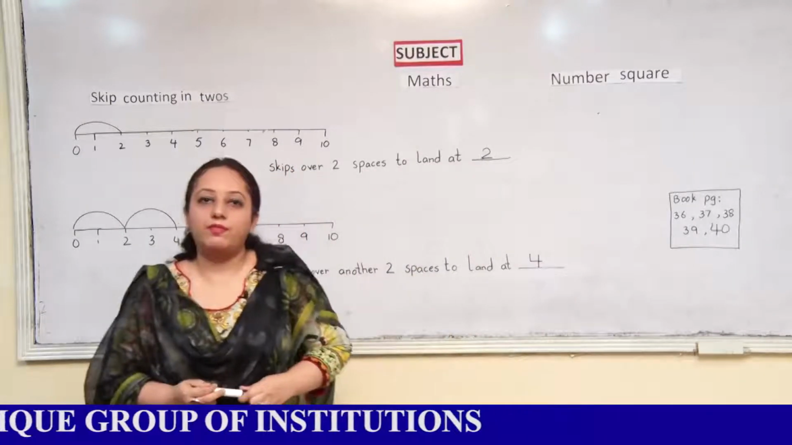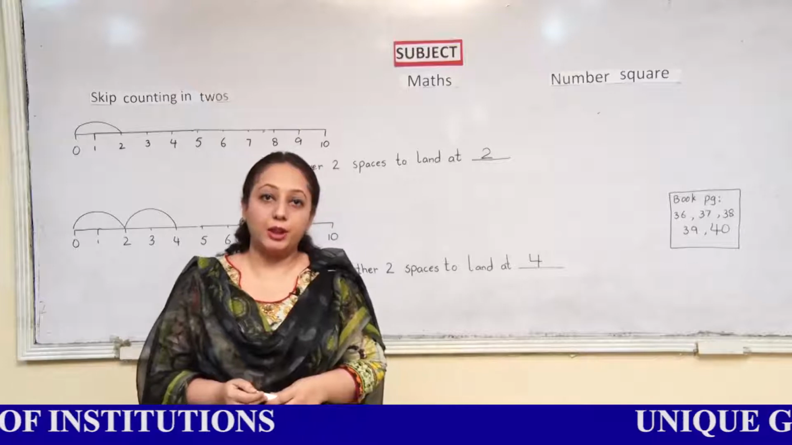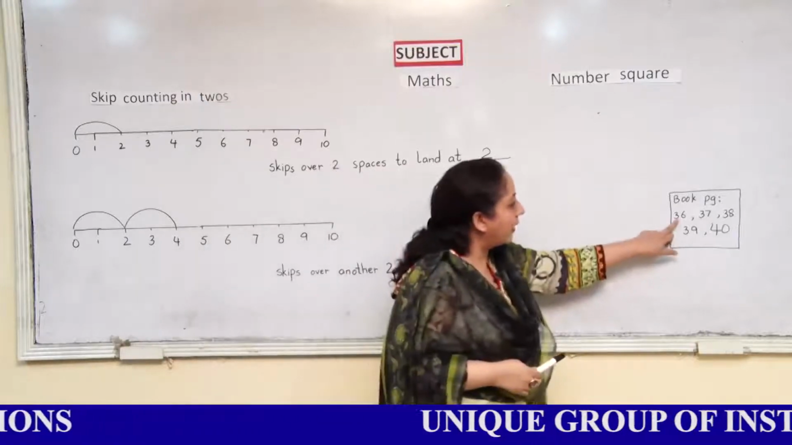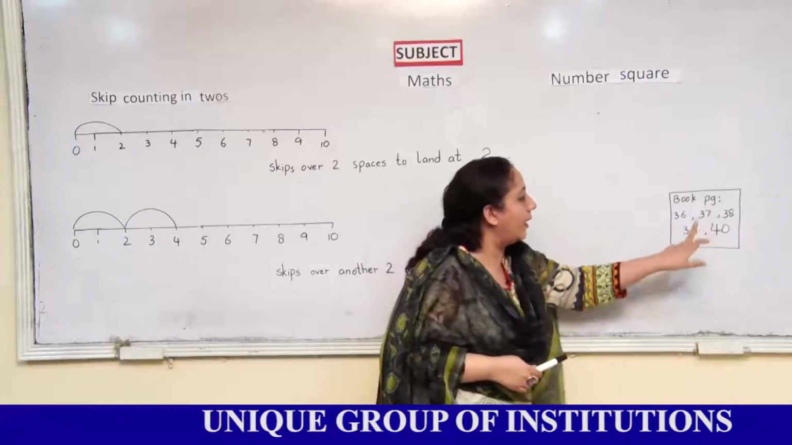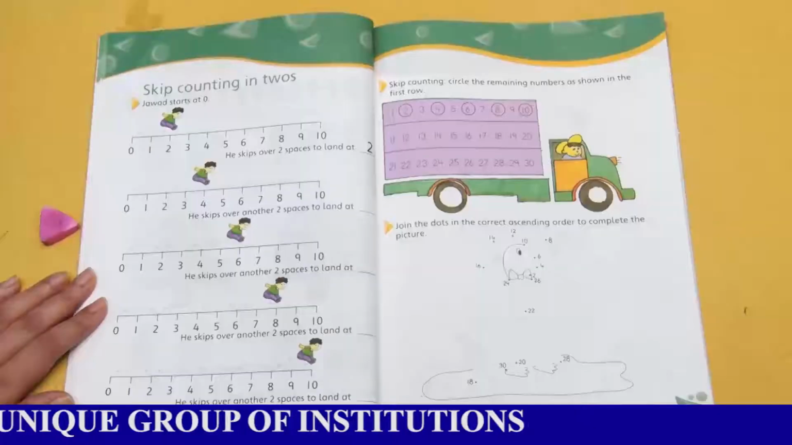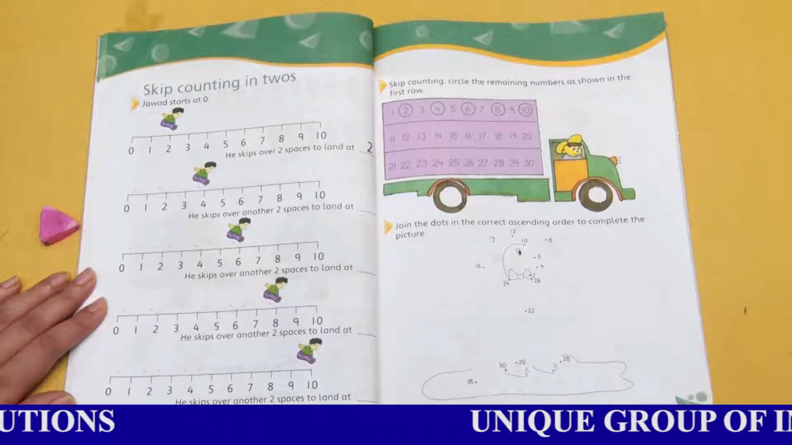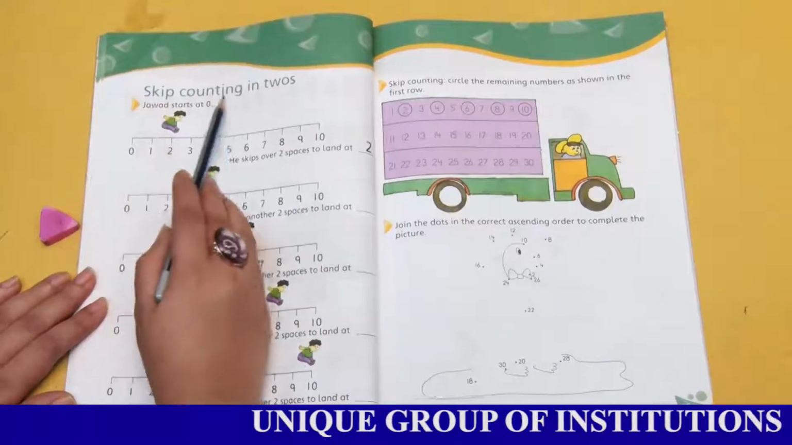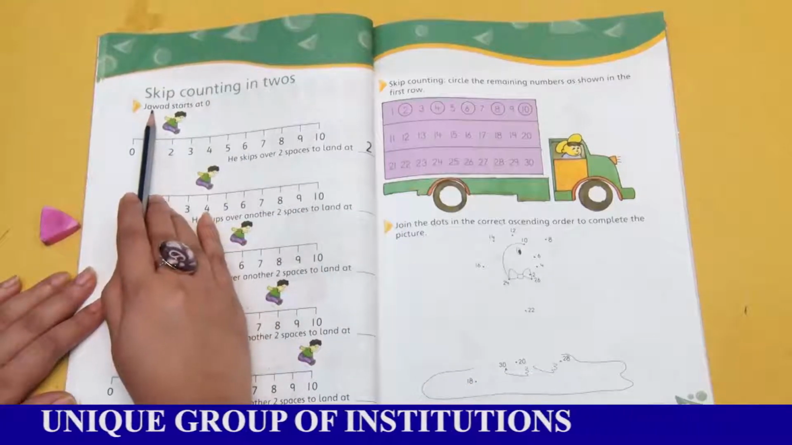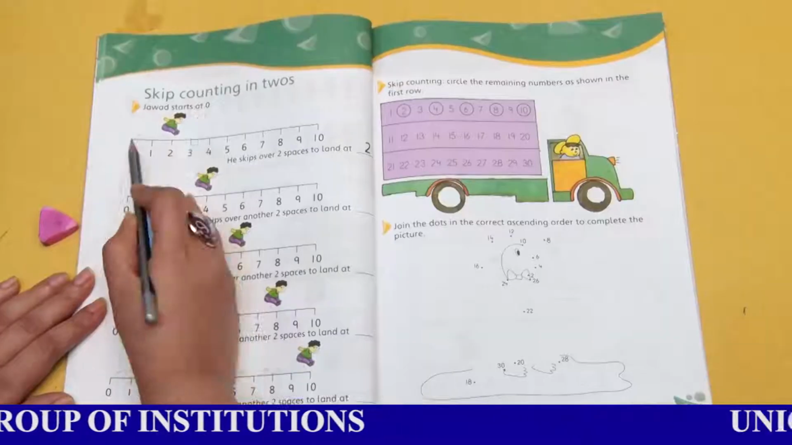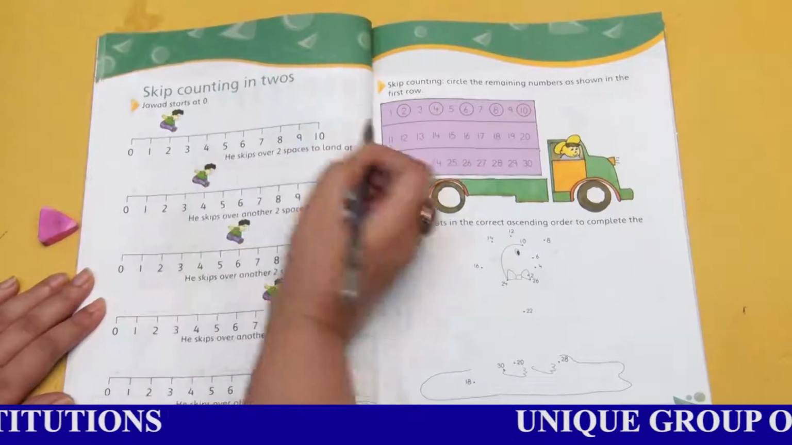Now we will do the bookwork, and the related pages are page numbers 36, 37, 38, 39 and 40. Now I have a math wise book and I am doing page number 36. First I am reading the instructions. Skip counting in 2s. And the first instruction is: draw starts at 0. Now he skips 2 spaces and lands at number 2.